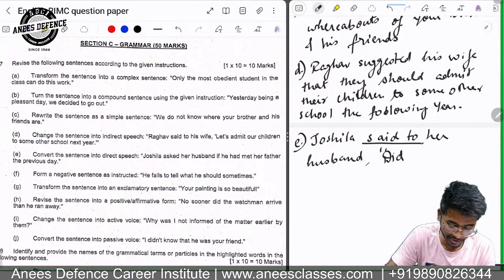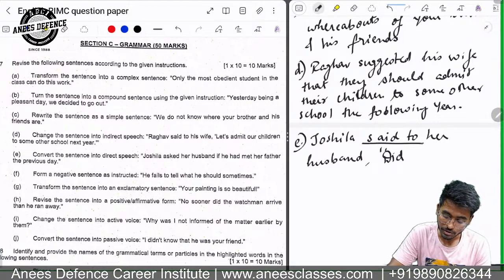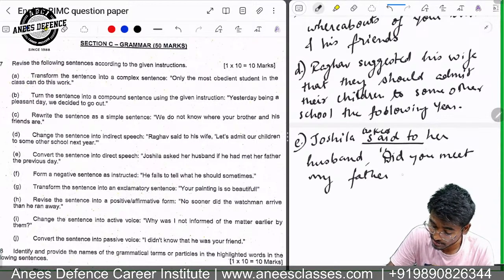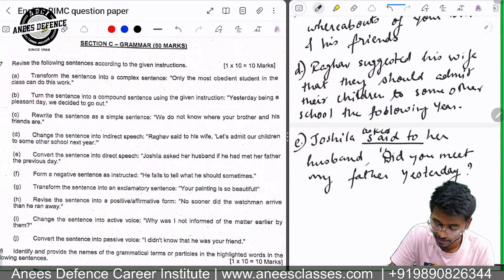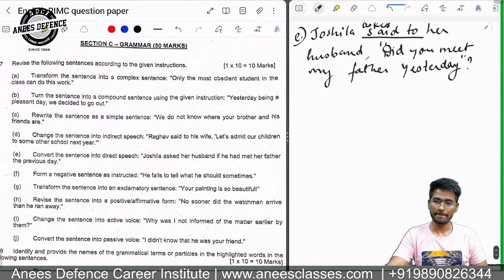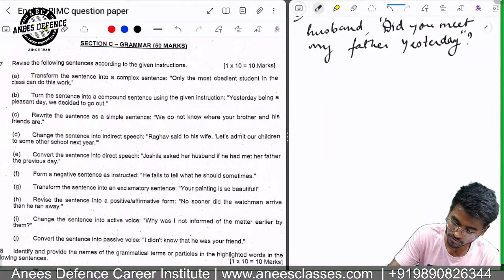Asked her husband, "Did you meet my father yesterday?" The previous day is written, so I'll write yesterday. And I also add a question mark and an inverted comma. This will complete my entire statement. Okay. So I hope you have understood the direct and indirect speeches. The next question, we'll move towards the next question, that is F1.